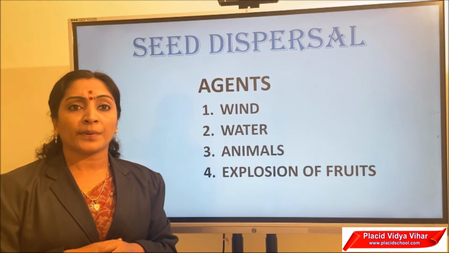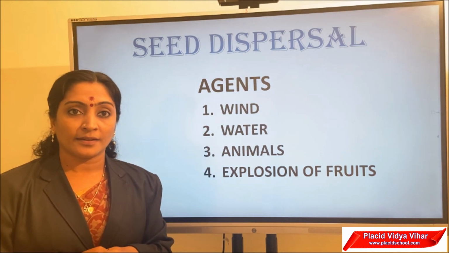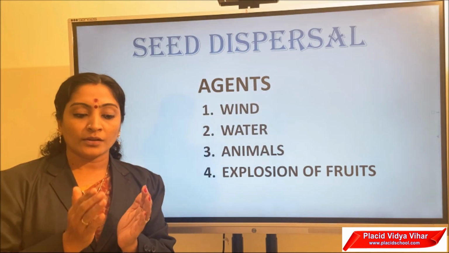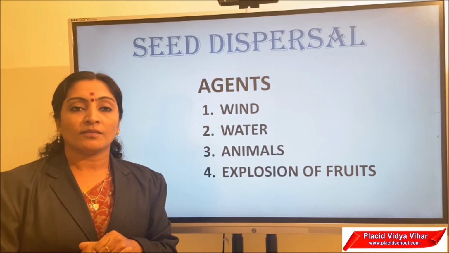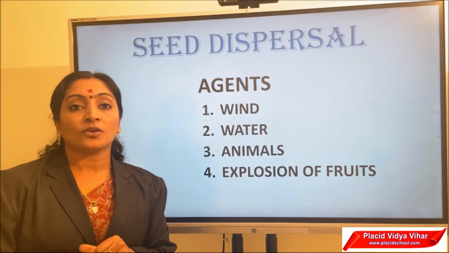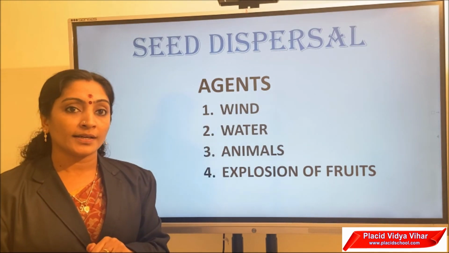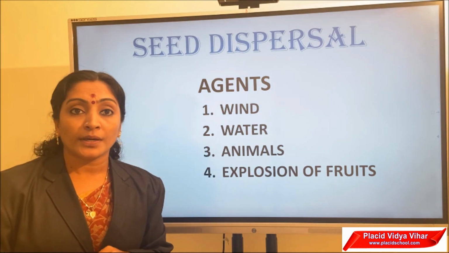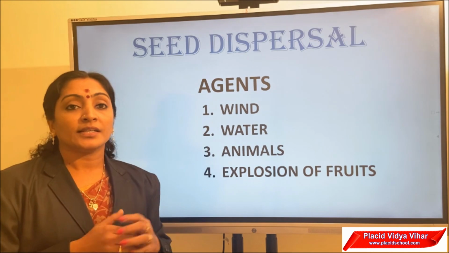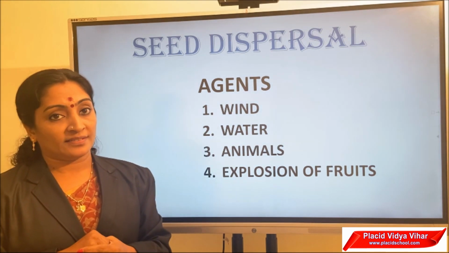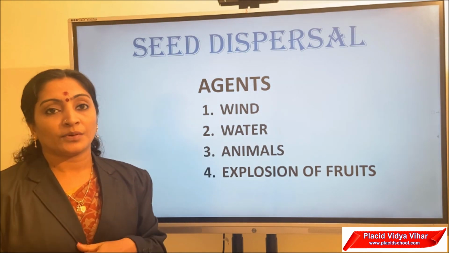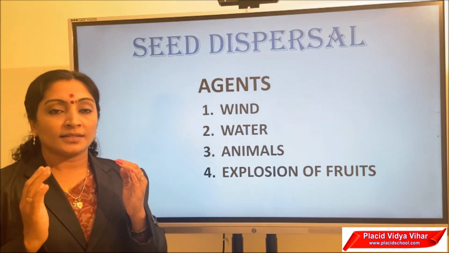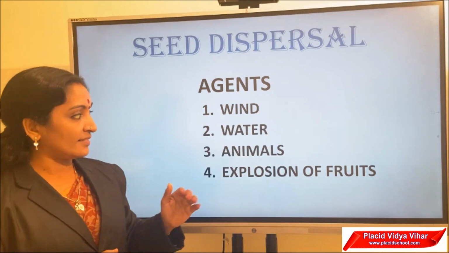Okay, so what will happen if there is no seed dispersal? If all the seeds are growing close to the parental plant, what will happen? The seeds will compete with each other for water, nutrients and sunlight. As a result, proper growth and development never take place. Okay, so this is about the first part, the reproduction through seeds.